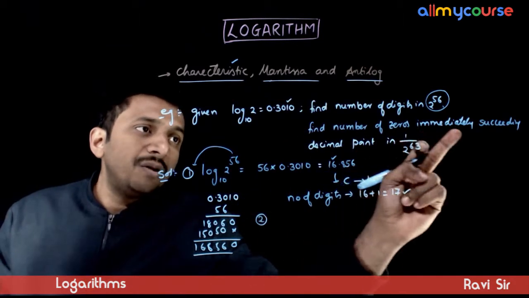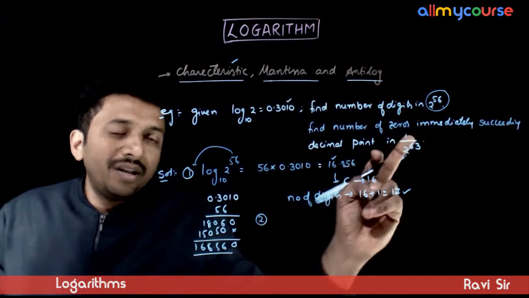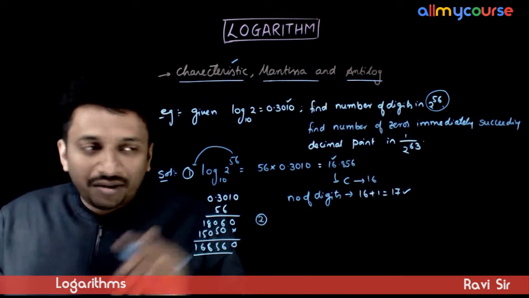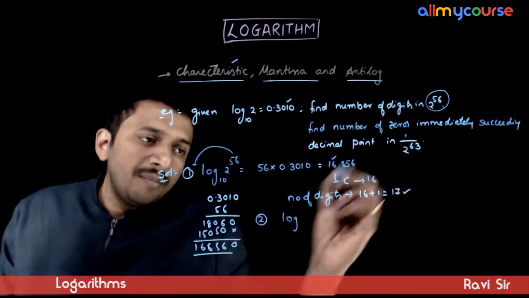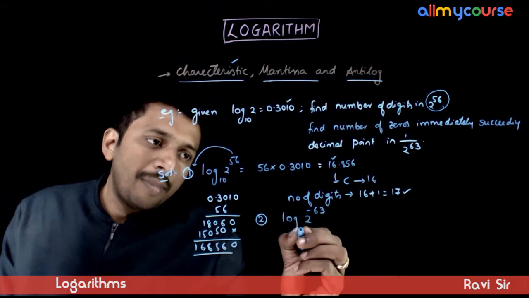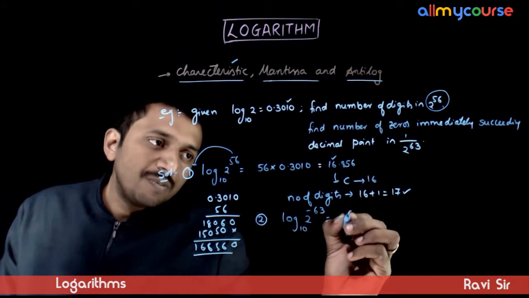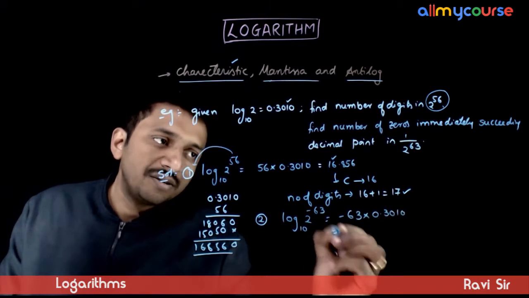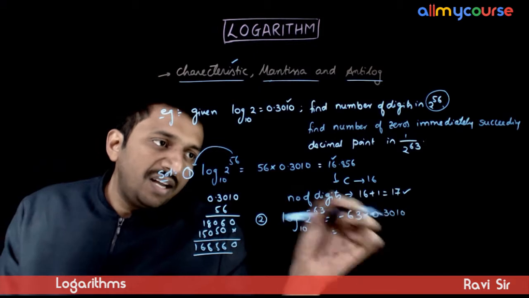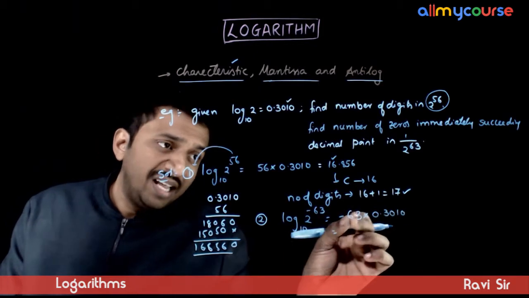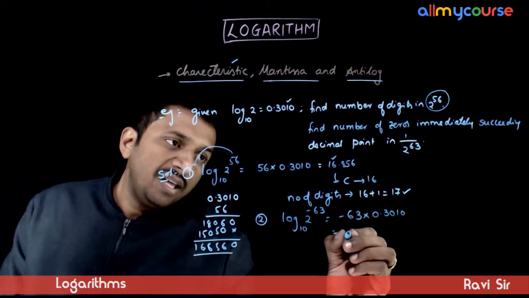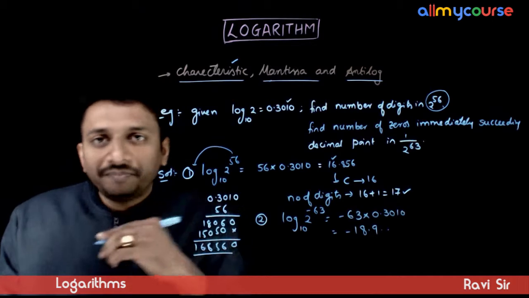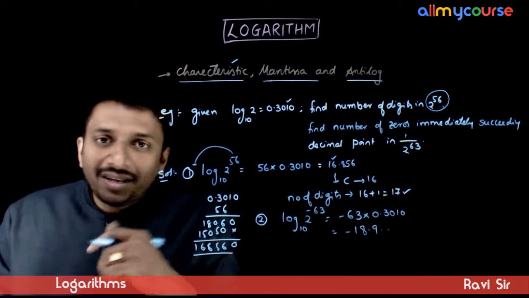I want the number of zeros immediately succeeding the decimal point in 1 by 2 power 63. So to find that, first let us find the value of this logarithm. So log of 1 by 2 power 63 is nothing but log of 2 power minus 63 to the base 10. That is minus 63 times log 2 to the base 10, which is 0.3010. Right? So 63 into 3 is 189. So this will be something like minus 18.9.